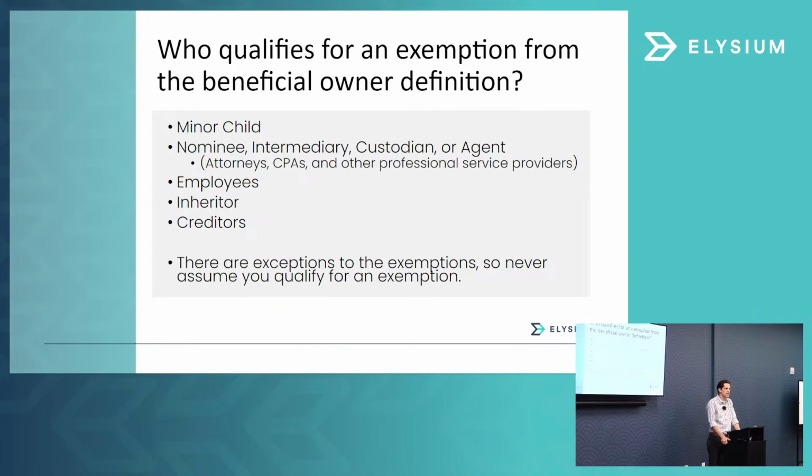Employees that are not in that officer, director, or general manager role are often exempt. Inheritors: if your ownership interest is a future interest, meaning you suspect or know that you will inherit significant control of a company in the future, that doesn't mean you need to file today, even though you might be able to exercise influence over that organization. And then creditors: if we're talking straight debt arrangements where a creditor is just owed money and they can put pressure on an organization, that doesn't necessarily mean that they have to file or that they have to be disclosed in that ownership report.